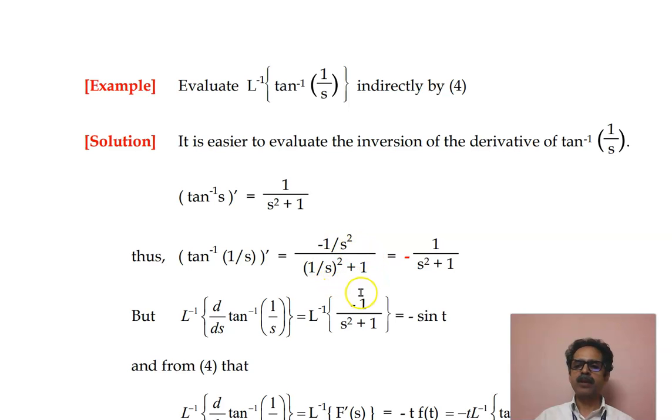Fine, we have to apply some derivative formula, and when you simplify you will find it is minus 1 upon s square plus 1. Then take the inverse Laplace transform on both sides. So inverse Laplace of this is equal to inverse Laplace of this, right? But tan inverse of 1 upon s dash means d upon ds of tan inverse of 1 upon s, minus sign. Okay, we can keep that out, and inverse Laplace of 1 upon s square plus 1 became sin t, right?